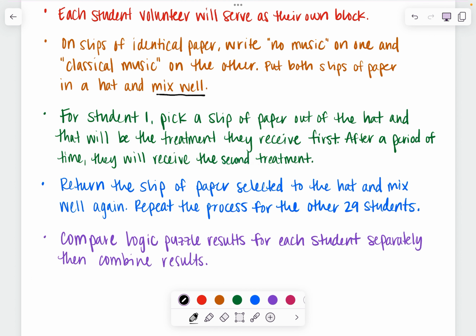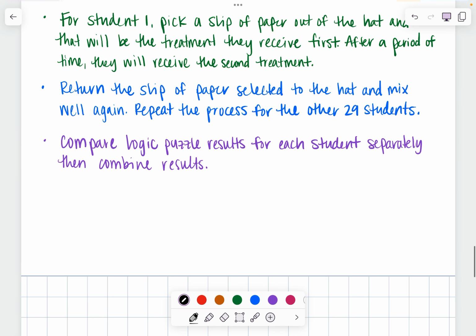So once that first person has done their first and second treatment, I can jump to the second one and I can say, okay, again, put the paper back in the hat because I need to be picking between these two things. I'm still going to say, return the slip of paper to the hat and mix well again.